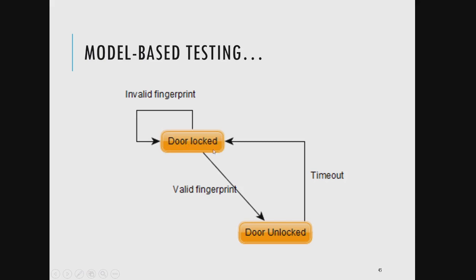Next, if a valid fingerprint is presented, then the door will be unlocked, and if the time is over, the door will automatically be locked again. So this is one scenario, one use case. We can check for invalid fingerprints as well as valid fingerprints. With these we can test the models, using these invalid and valid inputs. This is based on the model we have prepared, and we can represent it with the help of one use case. That use case will be used for testing.